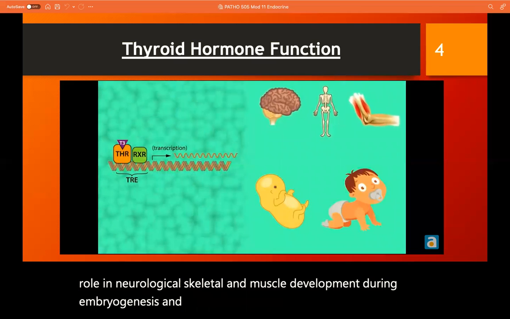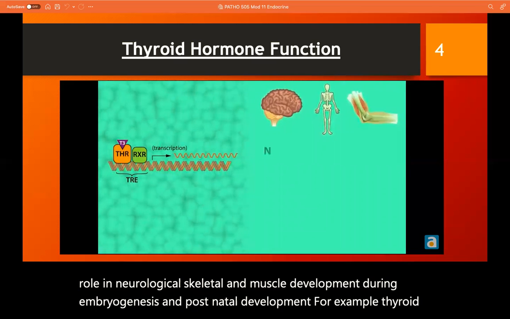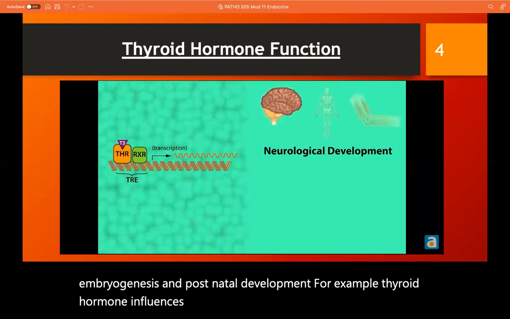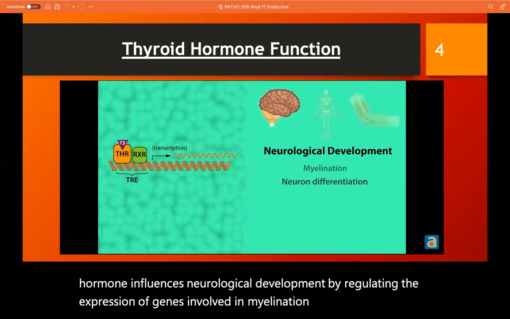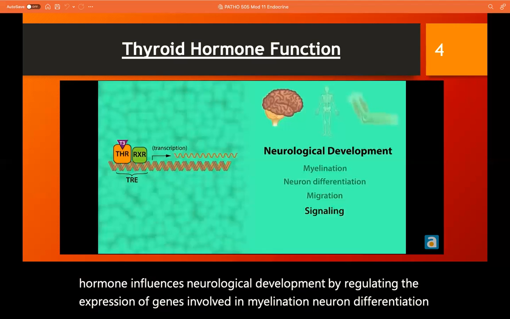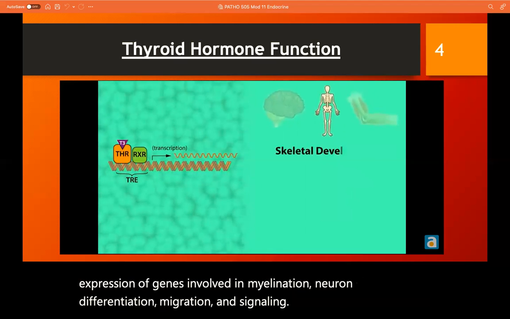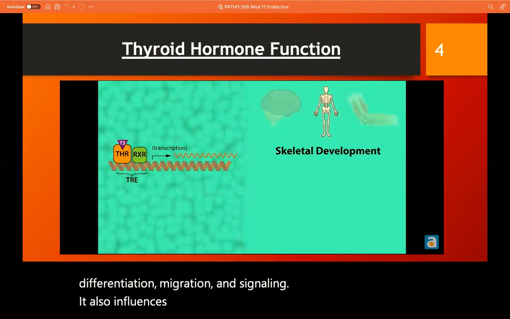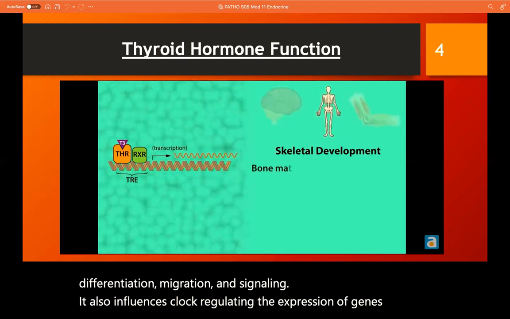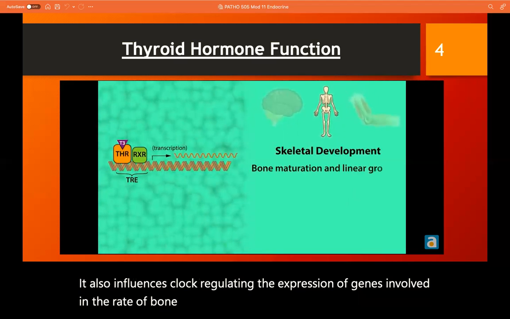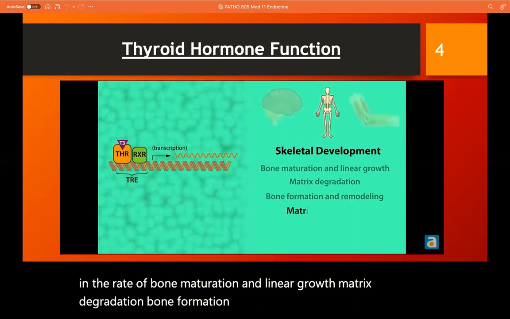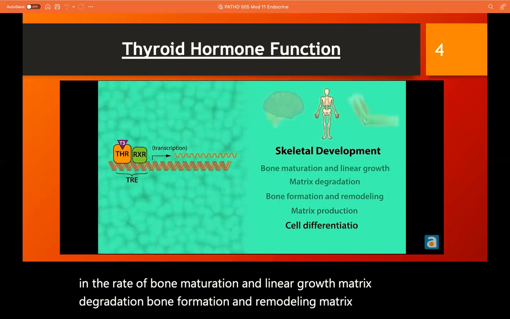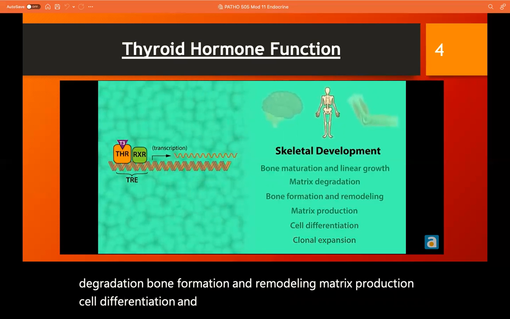For example, thyroid hormone influences neurological development by regulating the expression of genes involved in myelination, neuron differentiation, migration, and signaling. It also influences skeletal development by regulating the expression of genes involved in the rate of bone maturation and linear growth, matrix degradation, bone formation and remodeling, matrix production, cell differentiation, and clonal expansion.